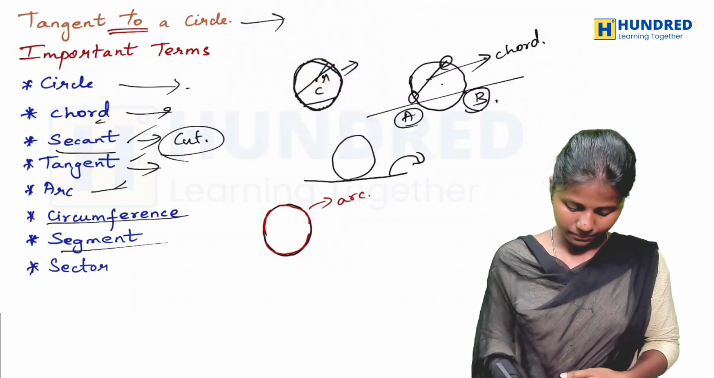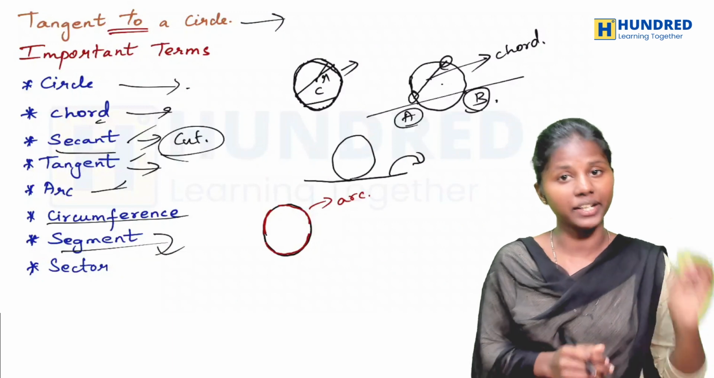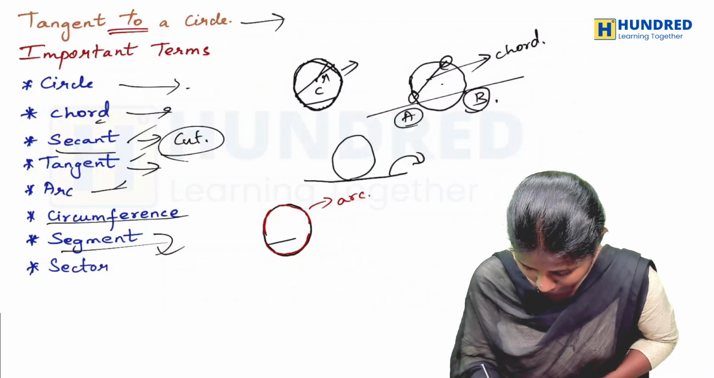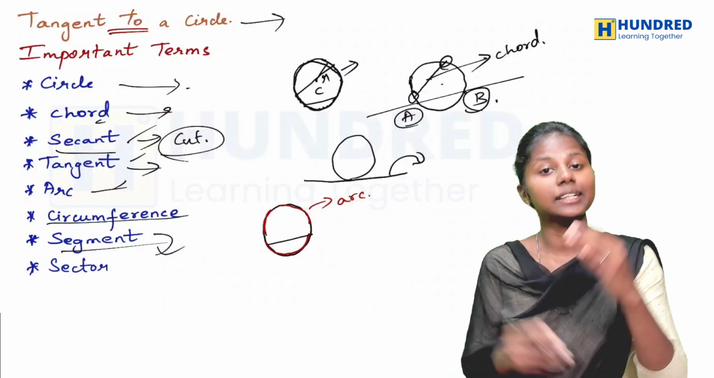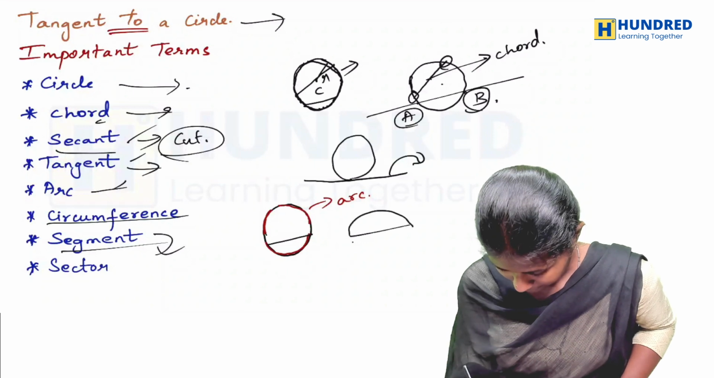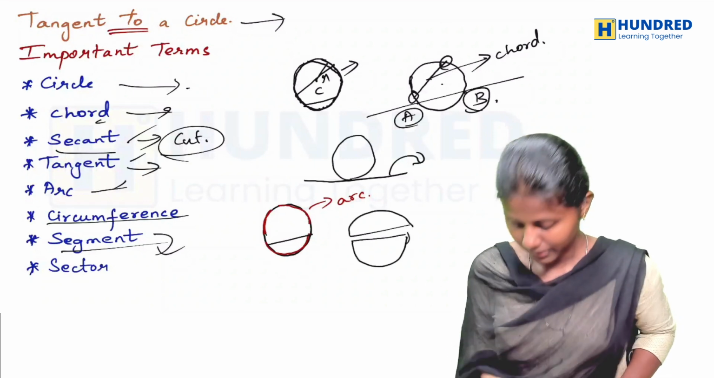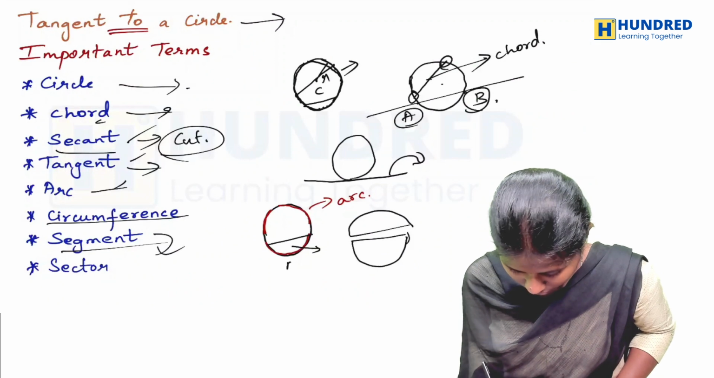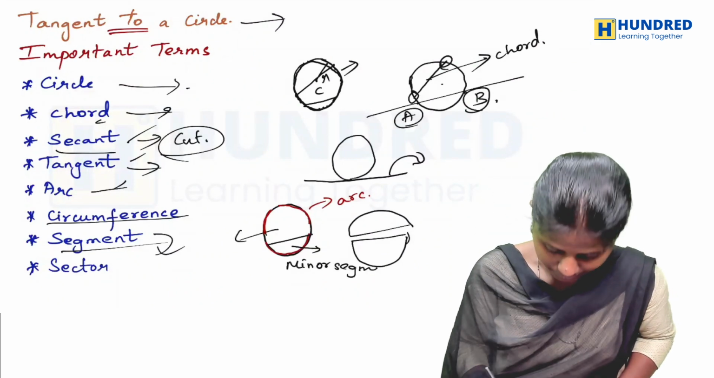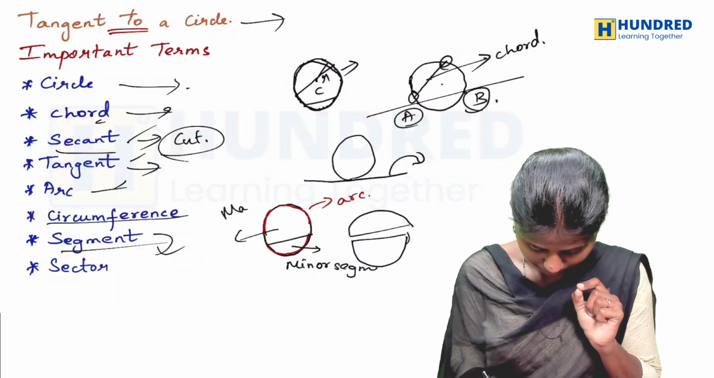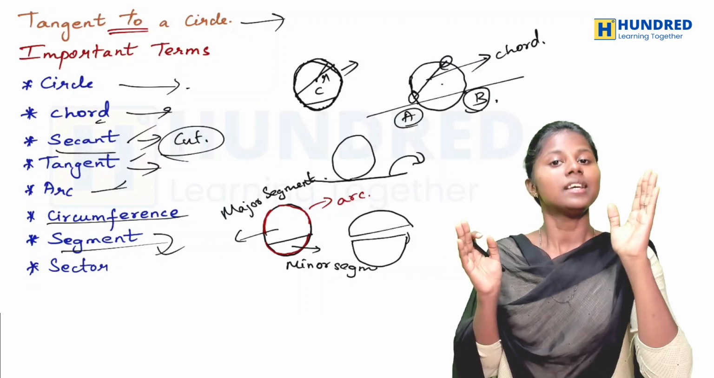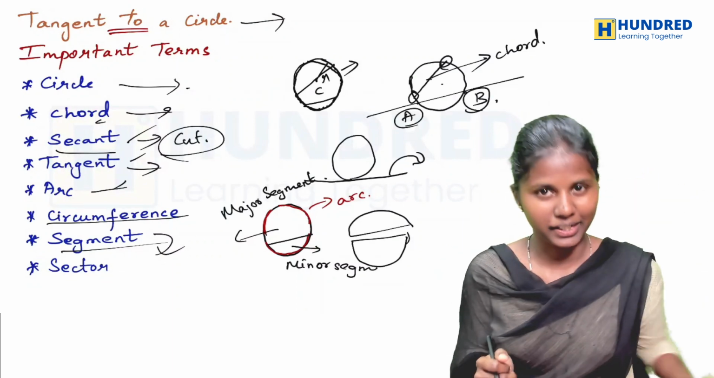And what is a segment? A segment comes when a chord plays a role. If a circle is cut by a chord, this chord divides the circle into two parts. You can see it in this way, where the smaller part is known as the minor segment and the larger part is named the major segment.